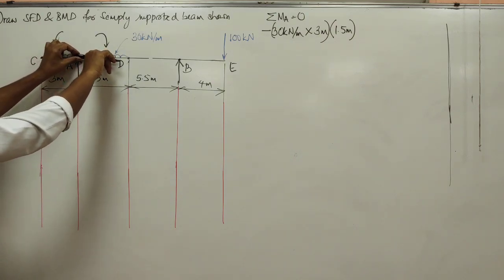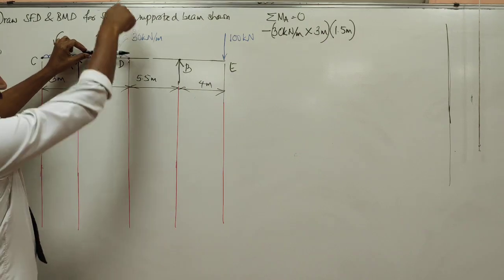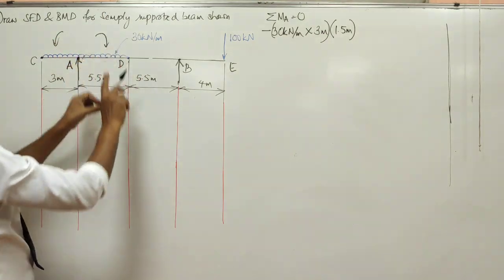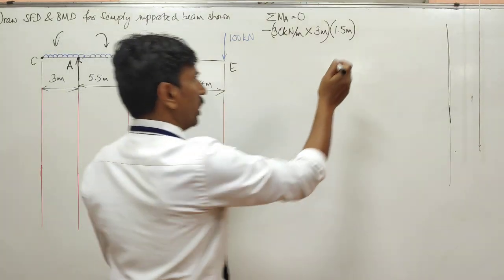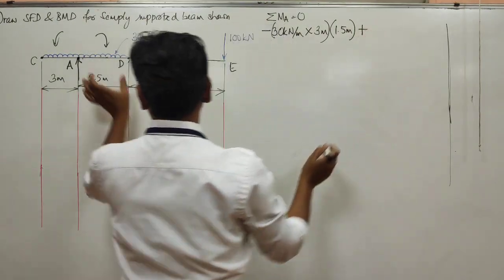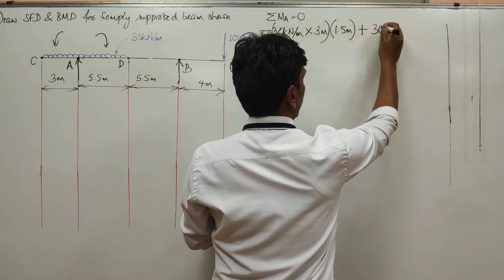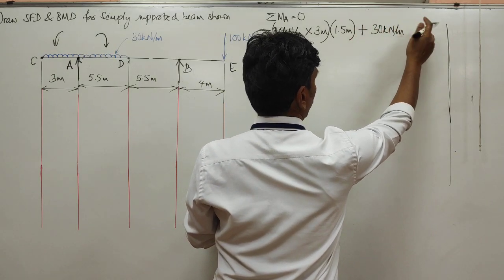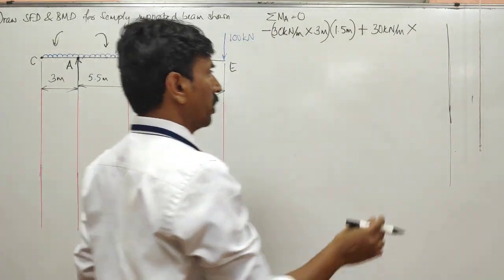Imagine about this point, all these forces on the right hand side will try to rotate clockwise if it is downwards. If it is upwards, it will try to rotate anti-clockwise. So the clockwise moment on the right hand side, let me write it as plus. Again the UDL intensity is 30 kilonewton for every meter multiplied by the total length of the UDL on the right hand side.